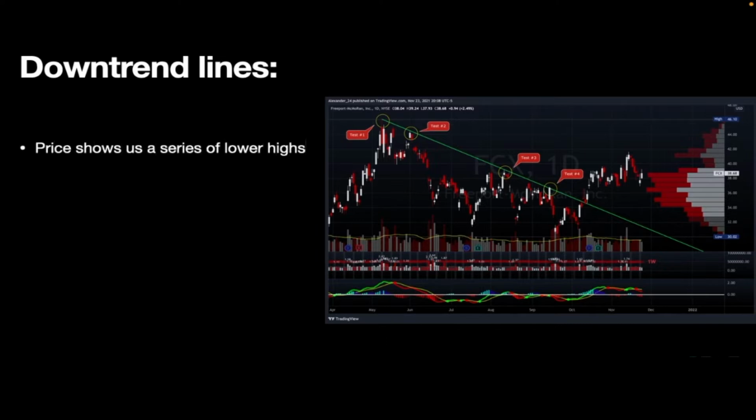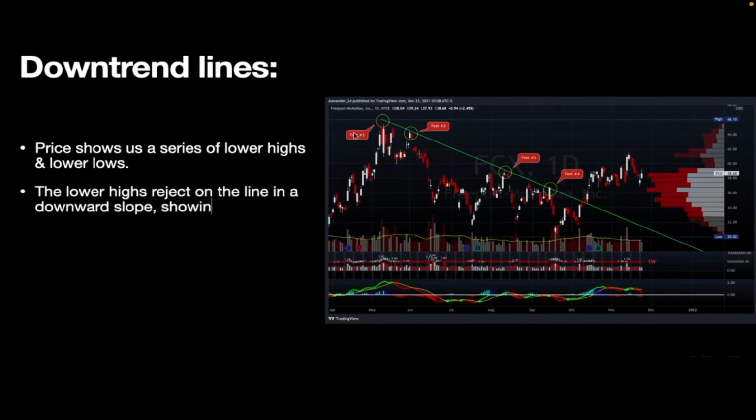For downtrend lines, price is showing us a series of lower highs and lower lows, right? We're going down steadily, slowly making lower highs, and prices are also making lower lows. To identify it, you see that the lower highs are rejecting off the line and the downward slope, showing bearish momentum. And if you are newer and you don't know what bullish and bearish are, bullish is pretty much our sentiment word for upside. Bearish is our sentiment name for downside.